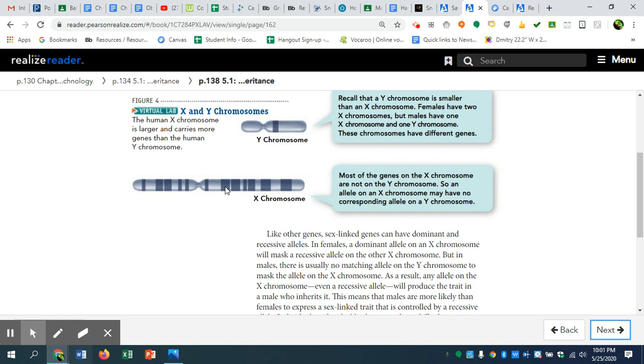in order for a female to be colorblind. So while the color blindness trait is linked to the X chromosome, the female chromosome, you'll see more males with color blindness because they only have one X. So if just one of their X's has that color blindness gene, they're colorblind.